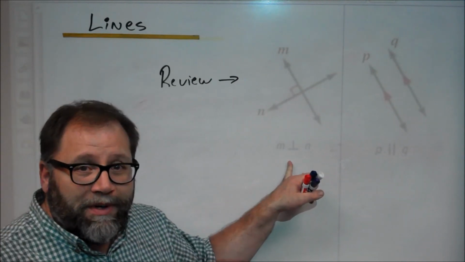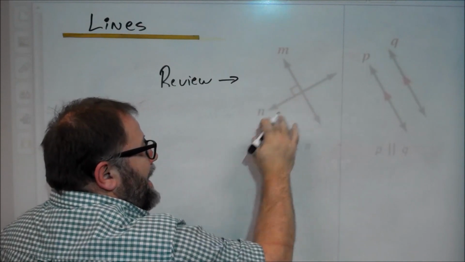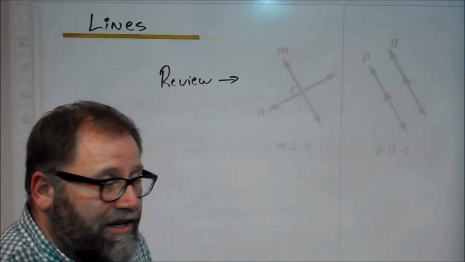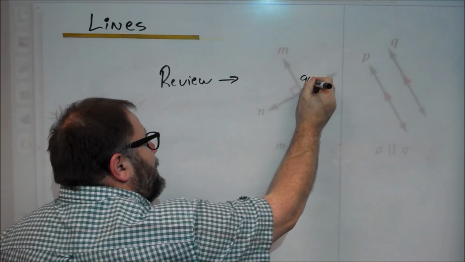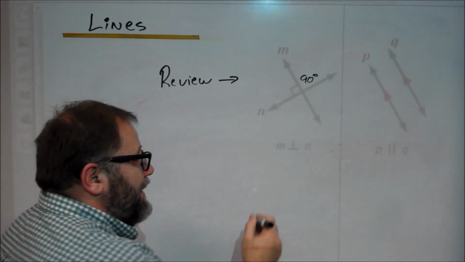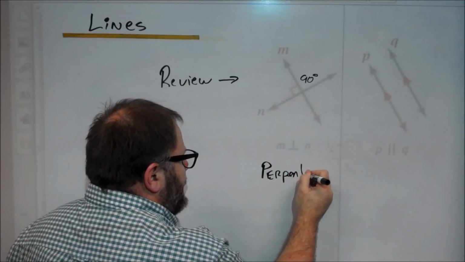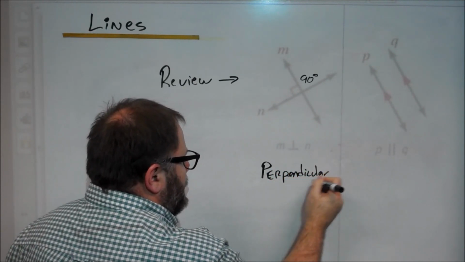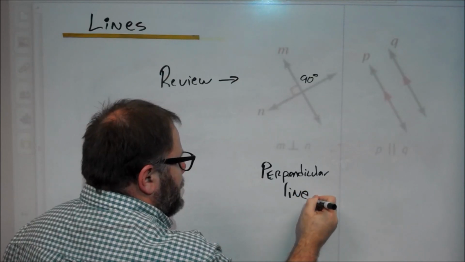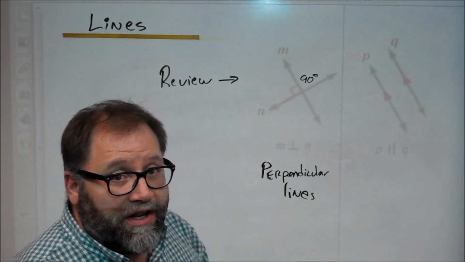Here I've got perpendicular lines. Line M here and line N intersect at a 90-degree angle. That's what that little square is, to indicate a 90-degree angle. That then is described as perpendicular lines: two lines that intersect and form a series of 90-degree angles.